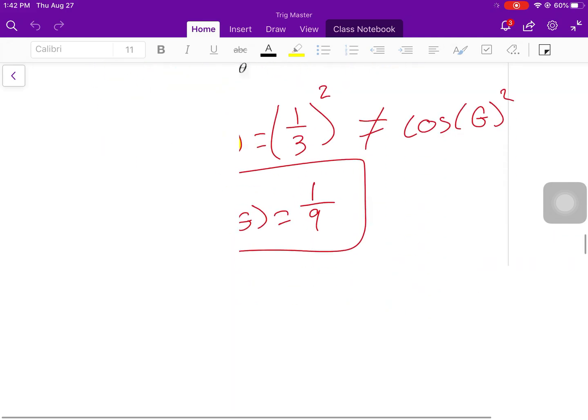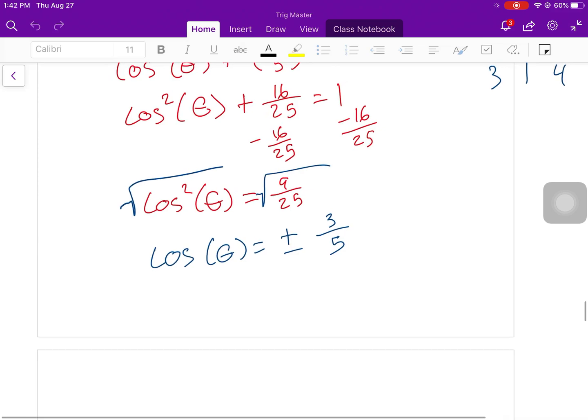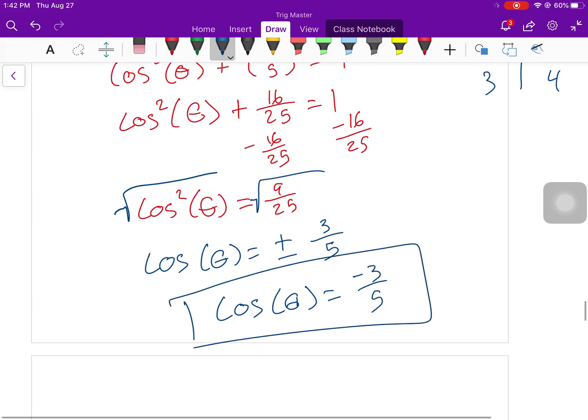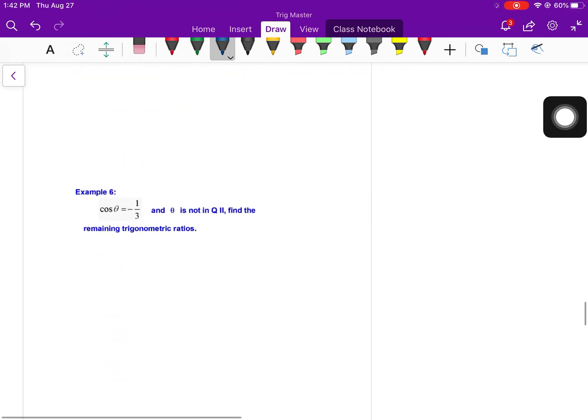That means cosine of theta has to equal negative 3/5, not the positive, because of the quadrant that we're specifying. All of these cosine and sine have 2 positive quadrants and 2 negative quadrants. Cosine is positive on the right, sine is positive on the top.